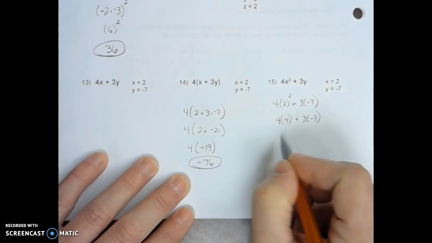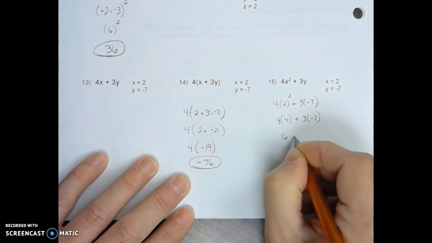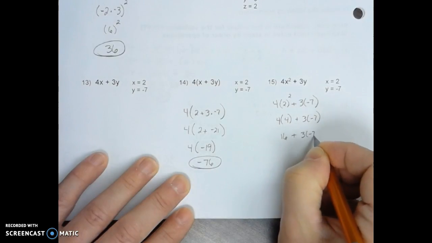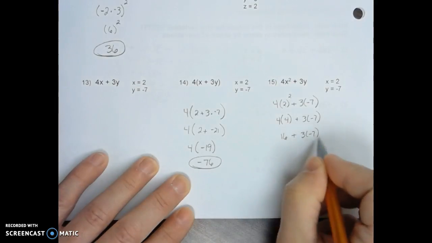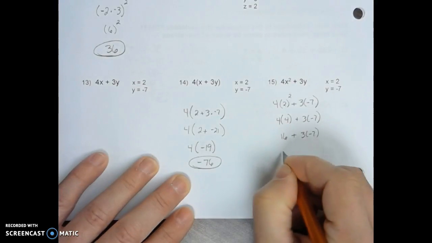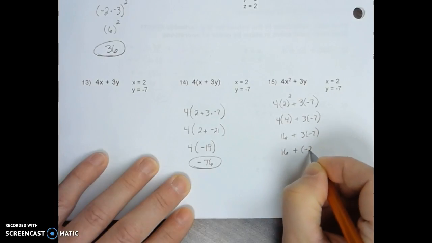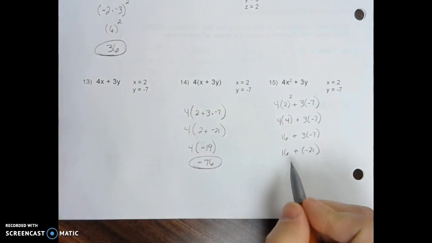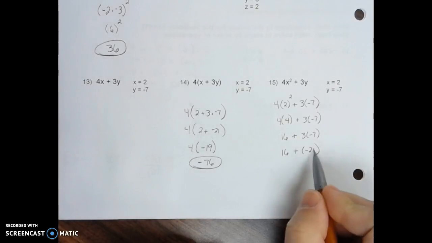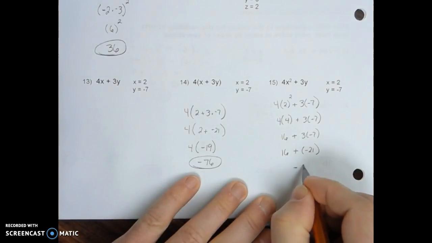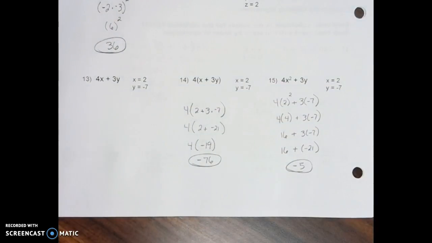4 times 4 has a value of 16. I'm going to do my multiplications first. Okay, addition and multiplication over here. I'm going to do this multiplication, so I'm going to bring down 16 plus 3 times negative 7 is negative 21. And now I'm just going to add 16 and negative 21. They're different signs. This is going to give me an answer of negative 5.